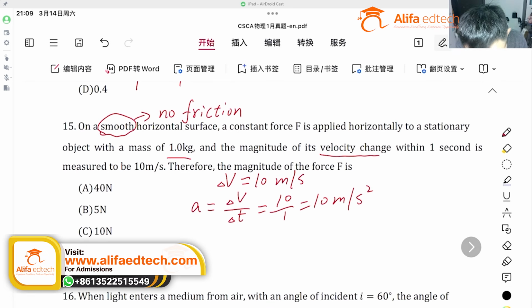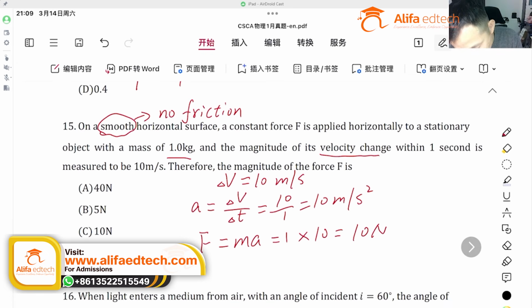Due to Newton's second law of motion, the magnitude of F is ma. It is 1 multiplied by 10. It is 10 newtons. So the correct answer is C. Correct answer is C.